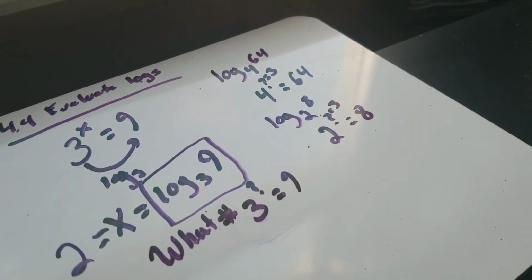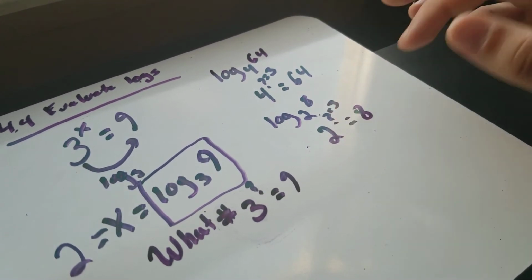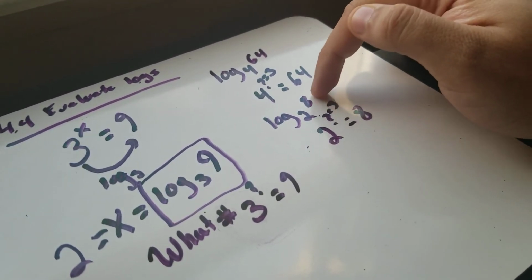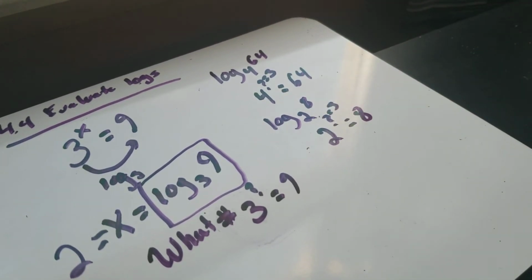So you're looking at me and you're like, well, Mr. Tobel, that's pretty obvious. 2 to the third power equals 8. Or maybe you're saying, why waste your time writing it like that if you could write it like this? Which is a very good question.